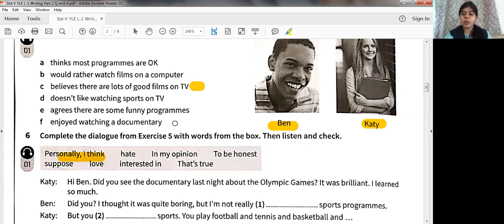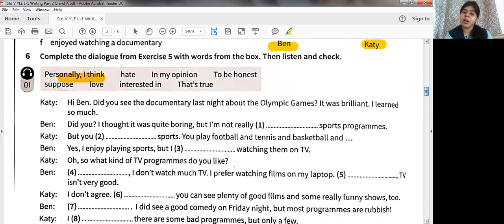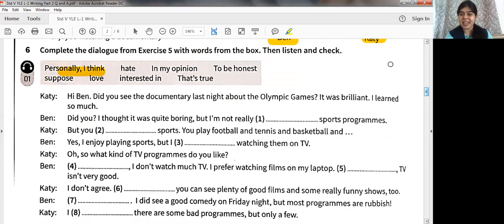Now we are going to solve question number 6. We have heard the dialogue. It was the same dialogue that is printed over here. I told you that some words have been removed from these blanks and you have to hear it and then complete it. So I'm assuming that we all have heard. Let us solve this also.